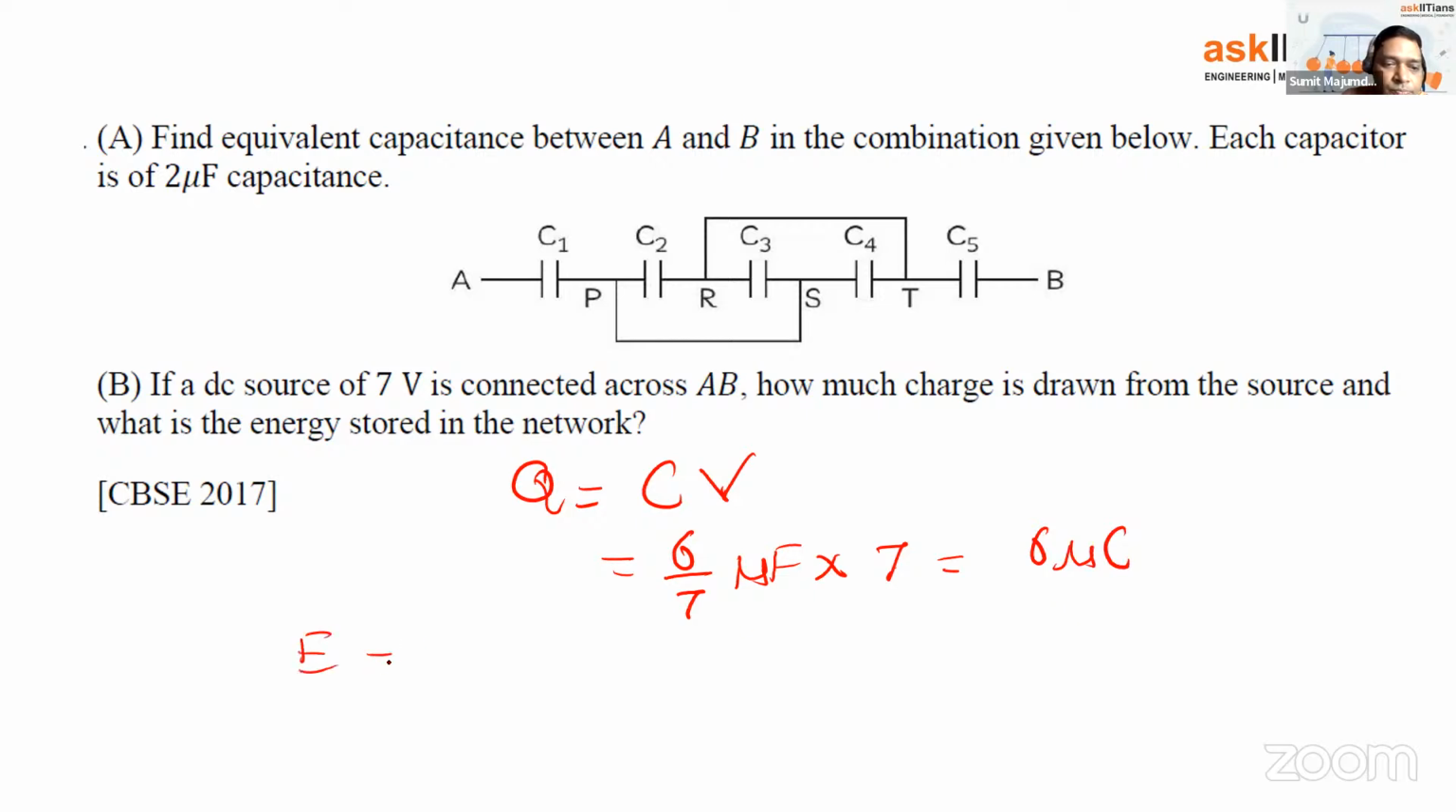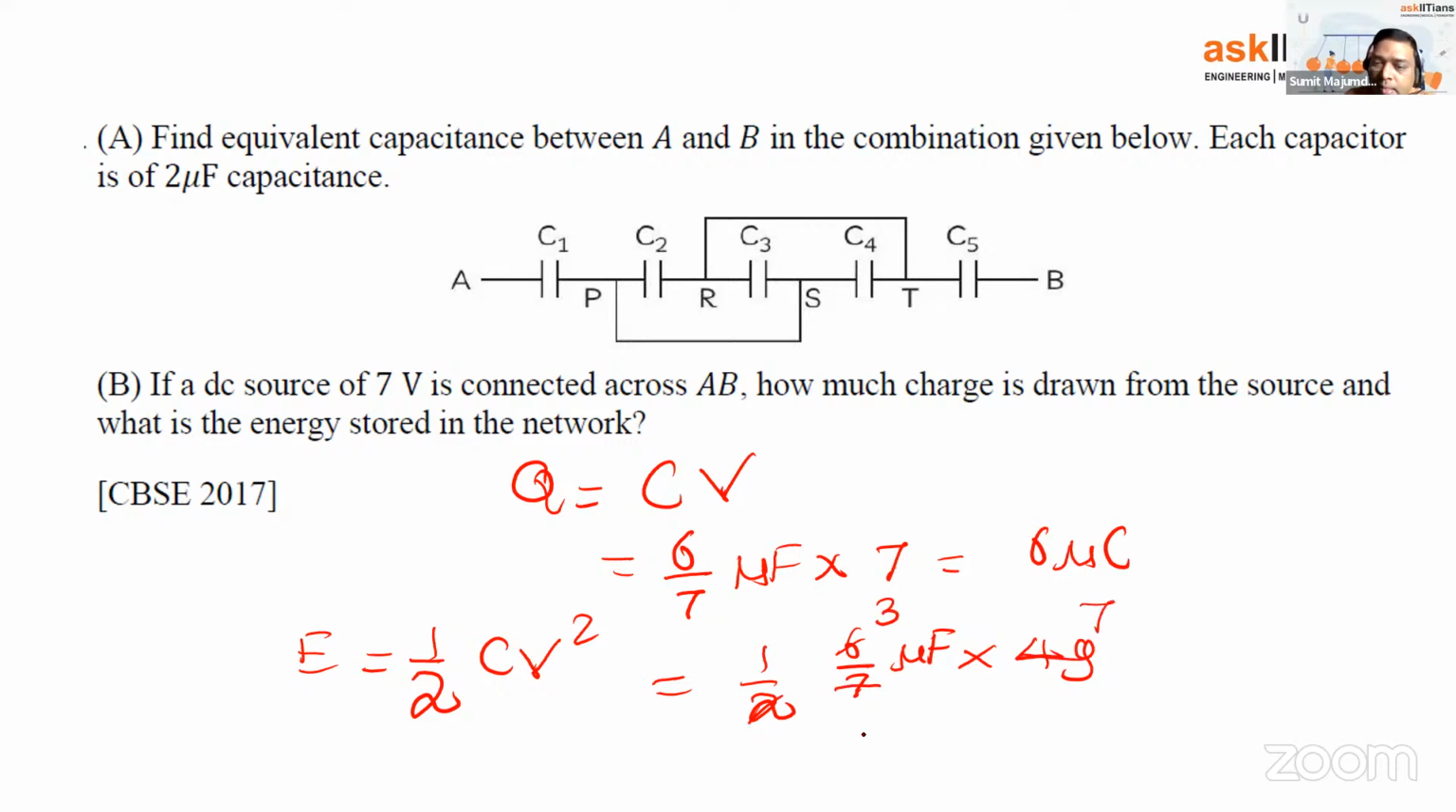And energy is equal to half C V square, right? So what will we get? The total capacitance is 6/7 microfarad multiplied by voltage, which is 7, so that is 49. So this becomes 3, this becomes 7. So we will get 21 microjoules of energy, right? So that is 21 into 10 to the power minus 6.